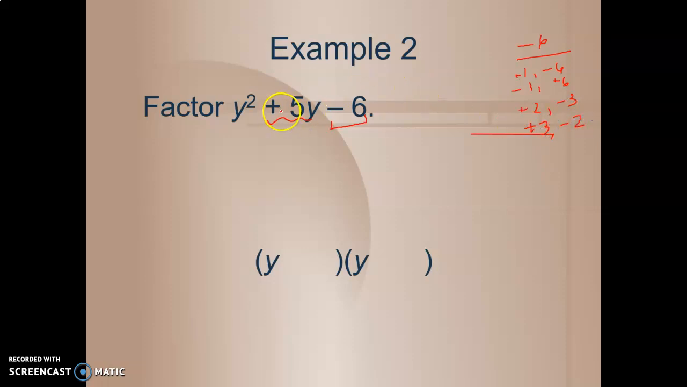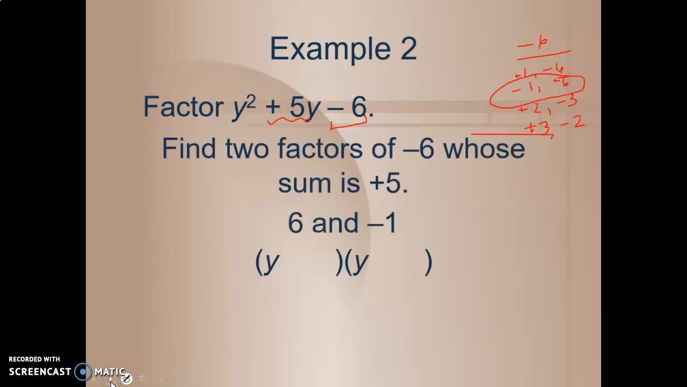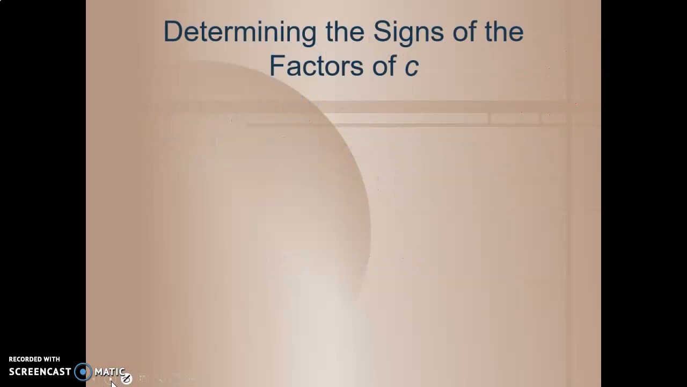Okay, which of those adds up to positive 5? Hopefully you notice this pair is the pair that adds up to positive 5. So we have 6 and negative 1. We're going to make those the last terms in our binomials. So we have y plus 6 and y minus 1. We can check our work by multiplying that back out, and we do get our original equation.